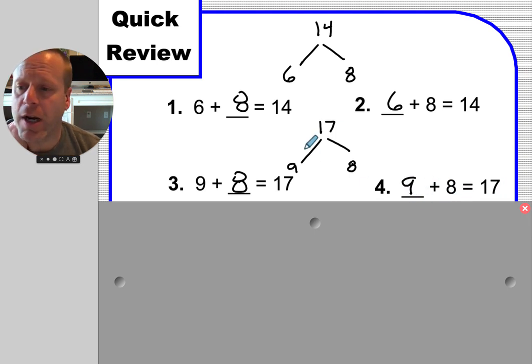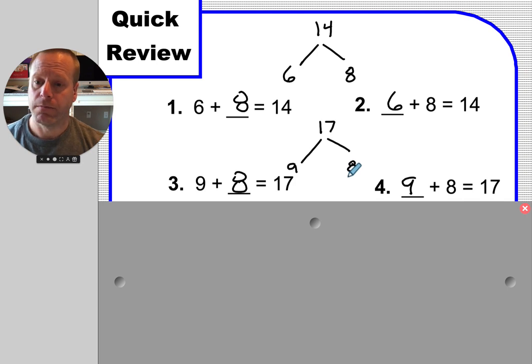What's missing, right? So I have the 8. I have the 17. I'm missing the 9. The 9 part is missing. Using related facts to solve these problems goes way faster, right? There's another way to do it, but I think related facts is the way to do those sorts of facts or problems.